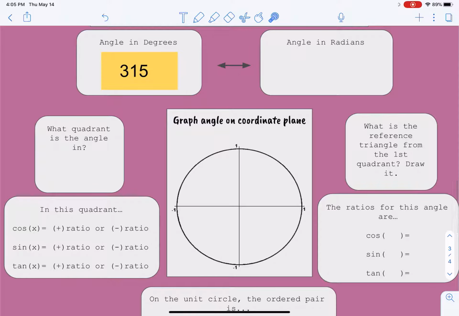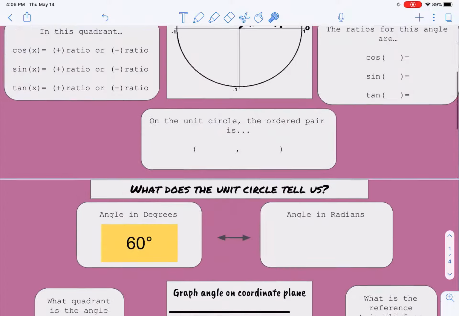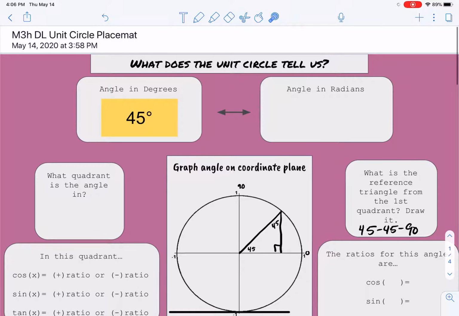But 315, well, I know down here we're at 270, here we're at 360, so 315 is somewhere in quadrant 4. And you need to determine if it's based off of a 45, 45, 90 or a 30, 60, 90, depending on where that lands in the unit circle. So that's what you're going to do for those. But in this case, pretty straightforward. It's a 45, 45, 90.